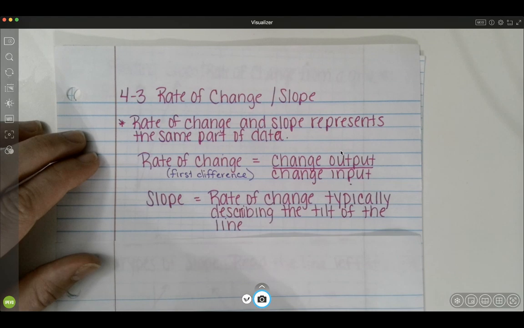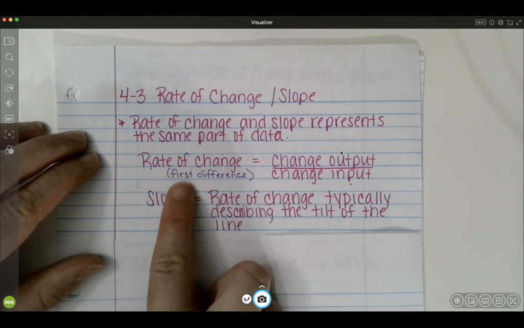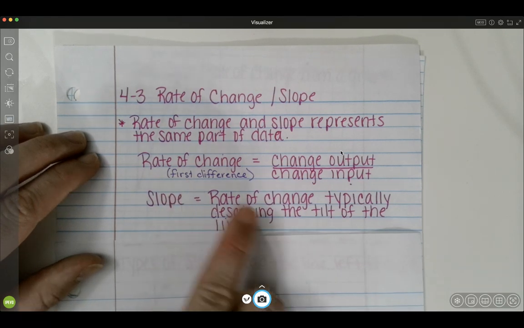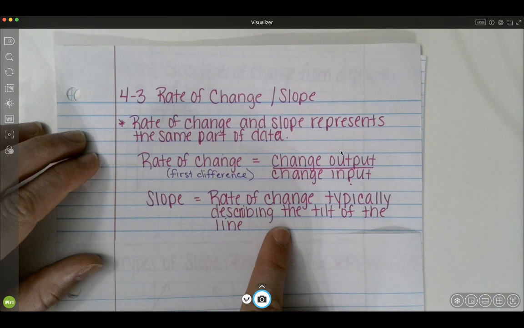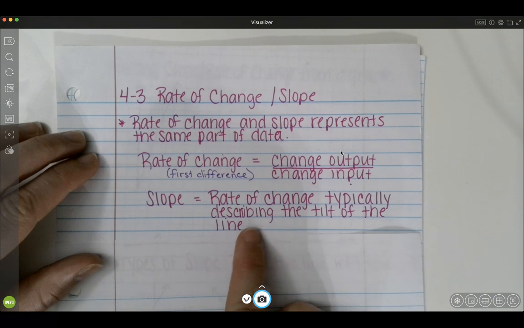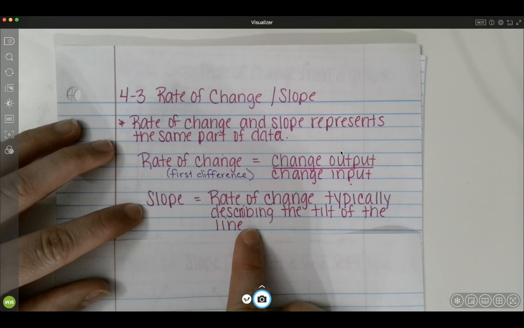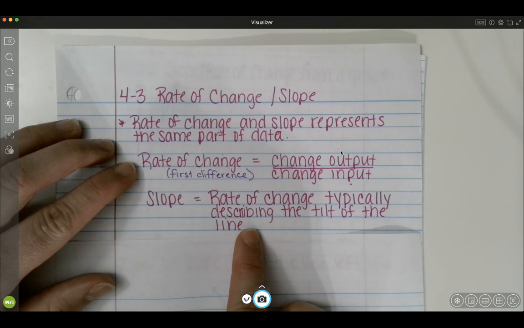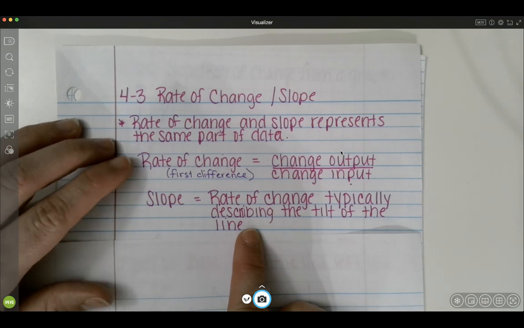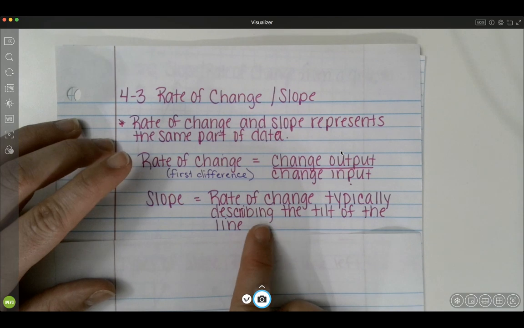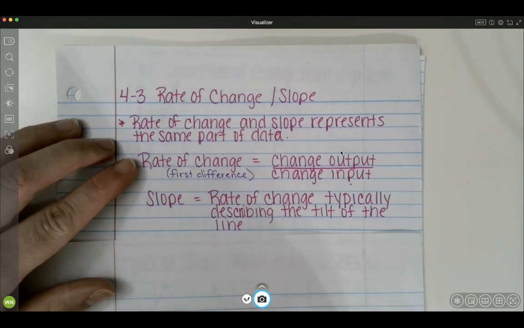So we need to understand that slope is this rate of change, but it's describing how it's graphed. It's describing the tilt of a line that's occurring with the rate of change that's happening. So the steeper the line, the bigger the rate of change. The shallower the line, the smaller the rate of change. So again, these two things go hand in hand.